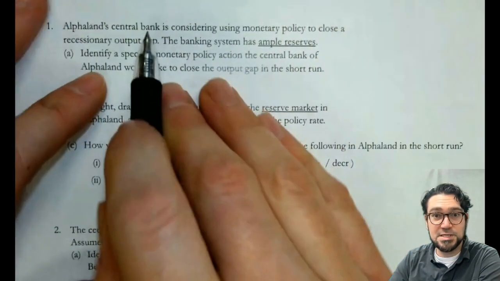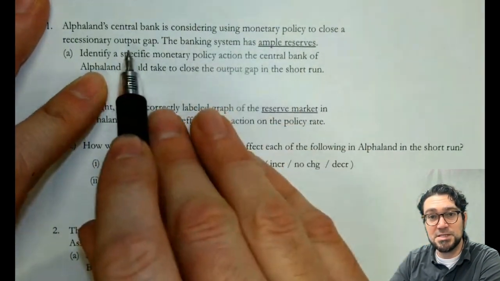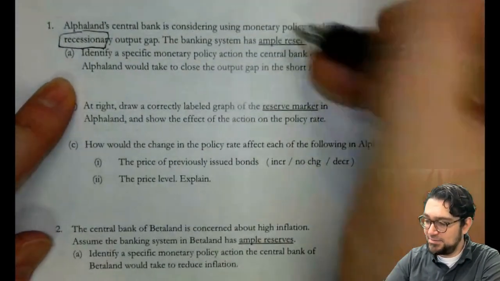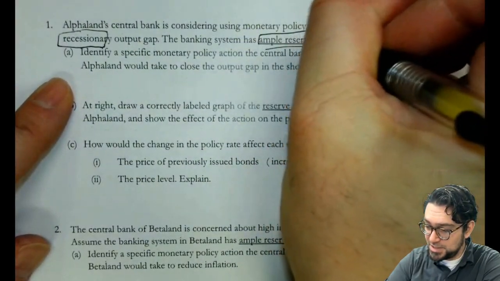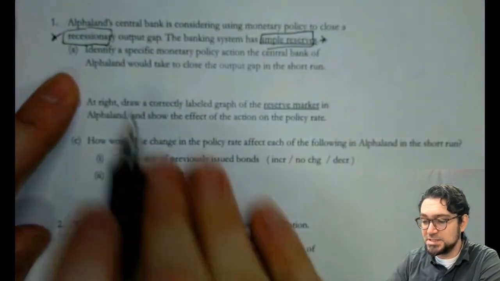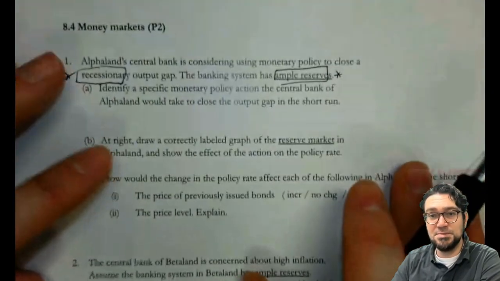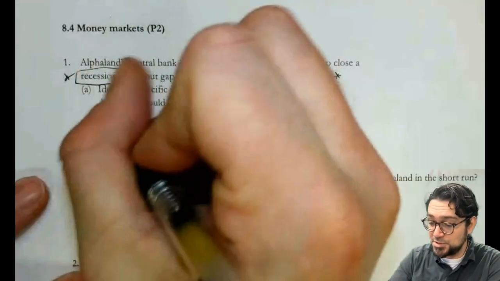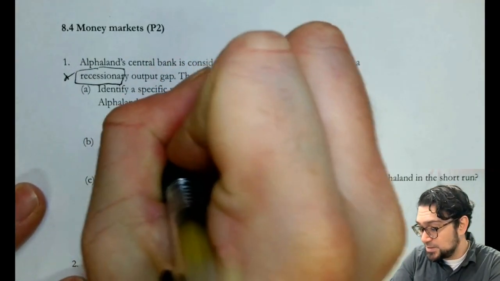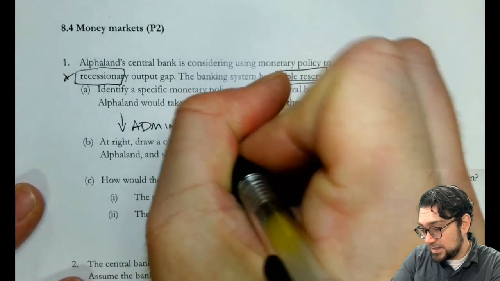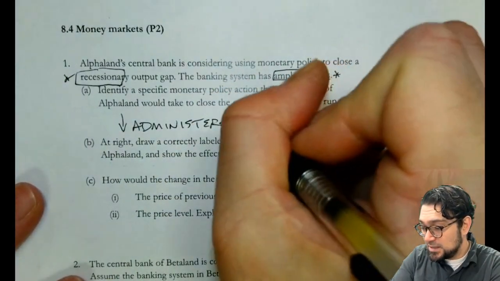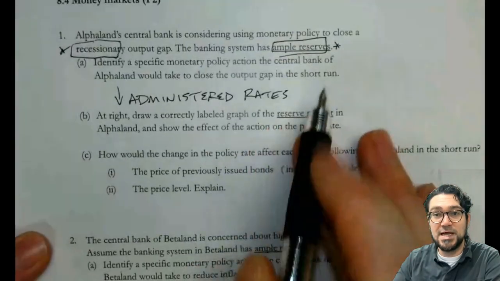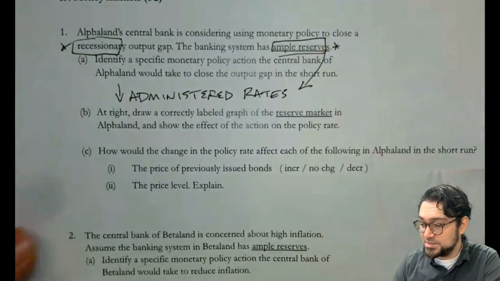Okay, so the first part tells us that the central bank is considering monetary policy to close a recessionary gap. So we're in a recession, and they have ample reserves. So we've got some key terms to keep in mind as we do this. Identify a specific monetary policy action the bank could take to close the output gap. There's only one that they can take in ample reserves, and that would be to lower administered interest rates, right? There are 3 other tools that we could have in a limited reserves framework, but we can only do lowering that with ample reserves. That's why that one's the right answer.